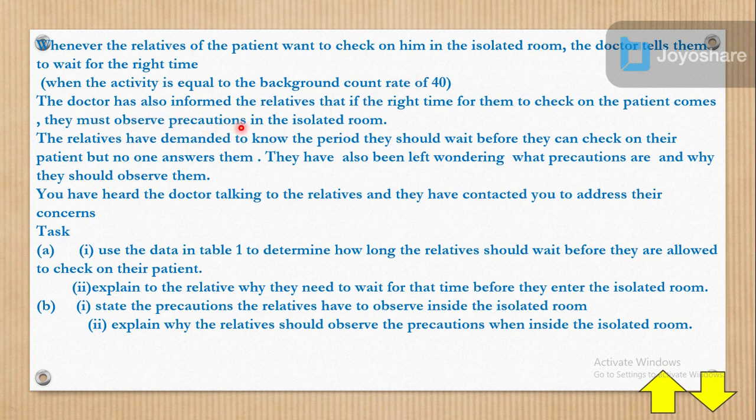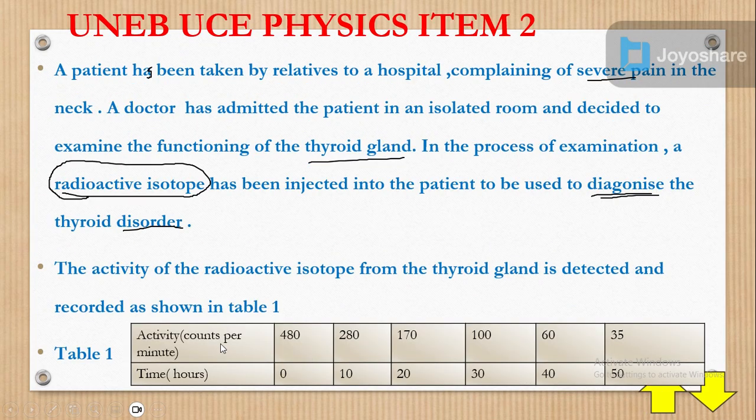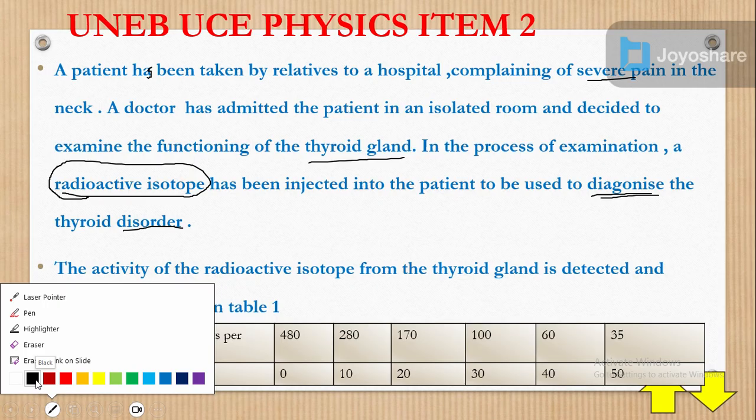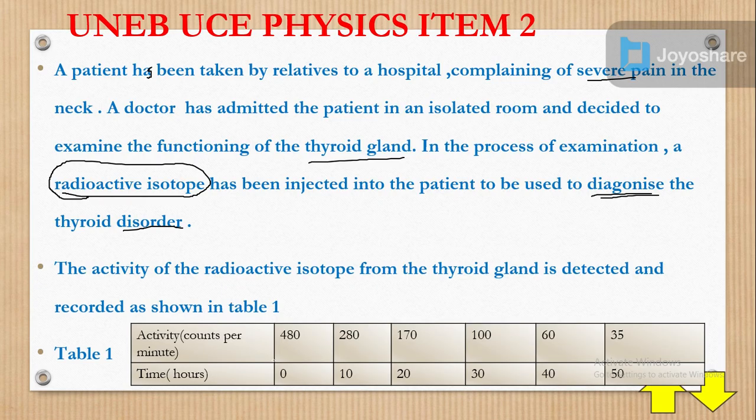The doctor has also informed the relatives that if the right time for them to check on the patient comes, they must observe precautions in the isolated room. The relatives have demanded to know the period they should wait before they can check on their patient, but no one answers them. The period when they should check is here. Let me go and explain. Look, here we have the activity in counts per second. These people shouldn't go in there when the background count rate is not 40. I've explained what background count rate is. Here it is dangerous when it is 480 counts per second.